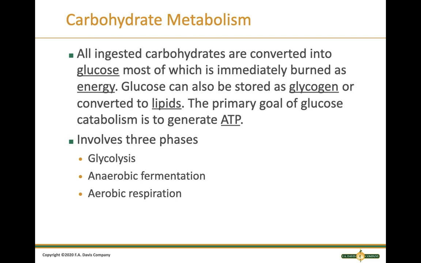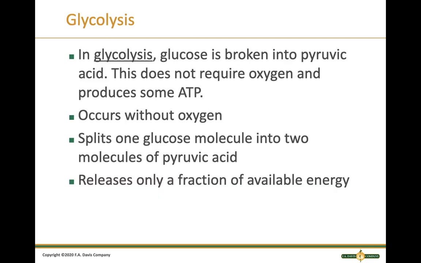Glucose can also be stored as glycogen or converted to lipids. And the primary goal of glucose catabolism is to generate ATP, which other cells use for energy. So the three phases of carbohydrate metabolism are first glycolysis, then anaerobic fermentation, and then aerobic respiration. So we'll look at each of those briefly.